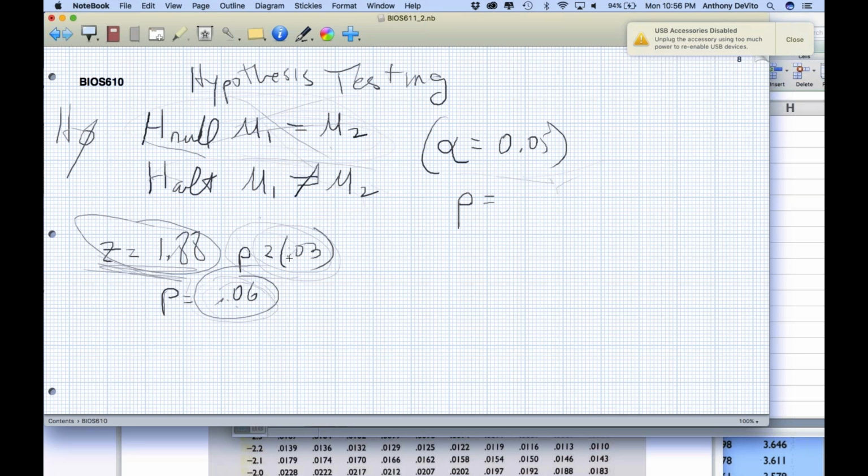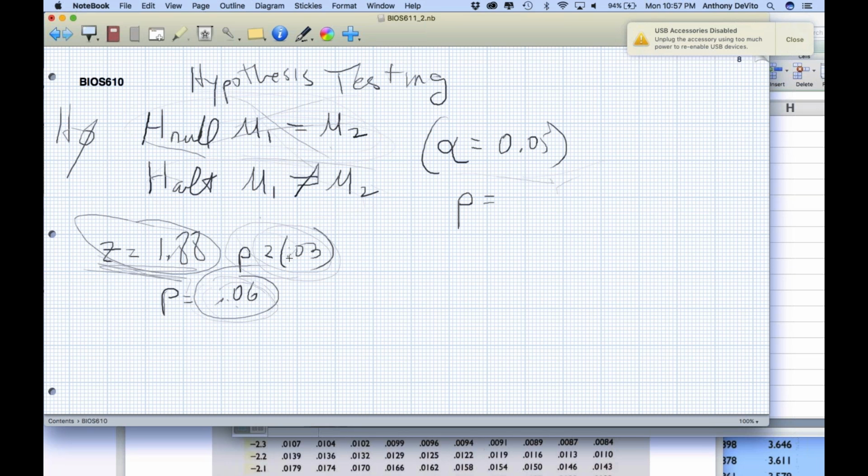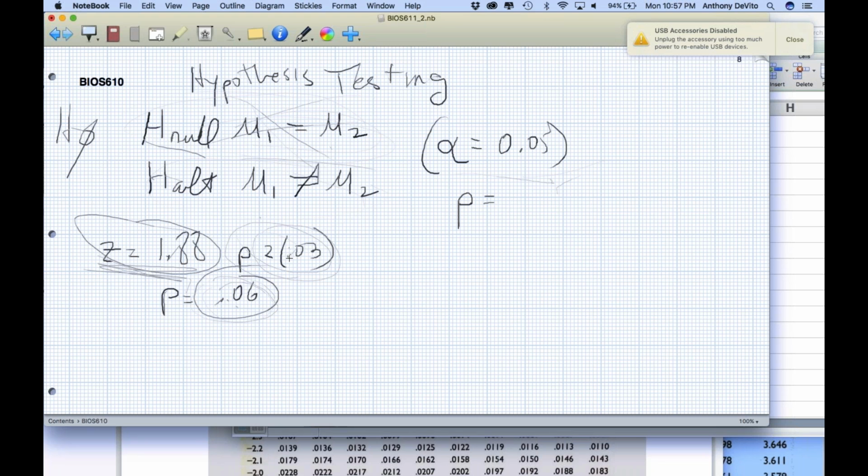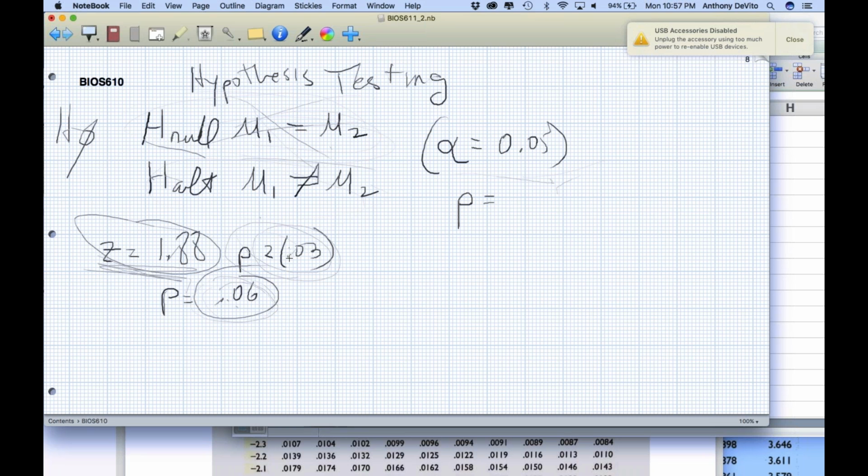Okay, so this test was rather unique for two reasons. One reason is because I told you that I knew what sigma was. I keep disabling this pen accidentally. Let me try this again.